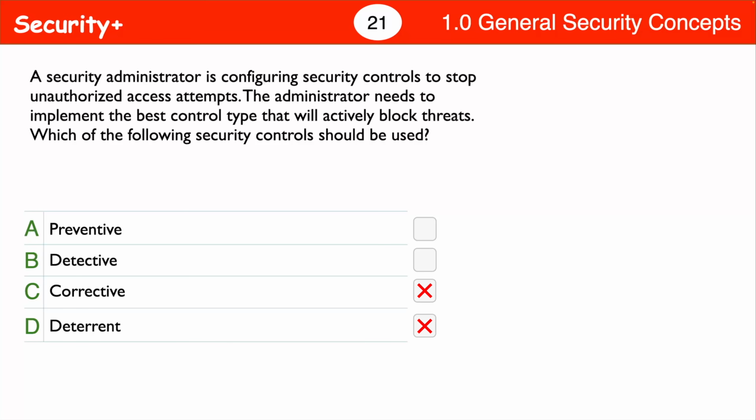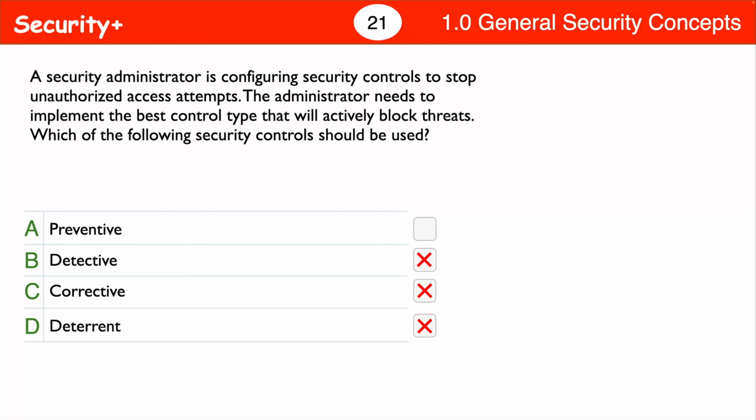And then finally, we can eliminate B, detective. Detective controls identify and alert administrators when security events occur, such as an intrusion detection system. However, the alert is oftentimes after the security event.